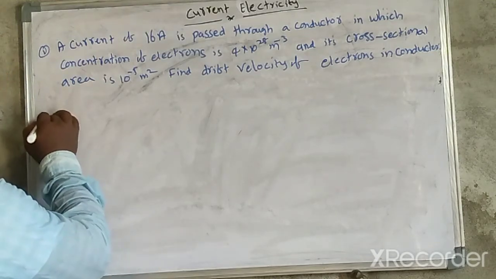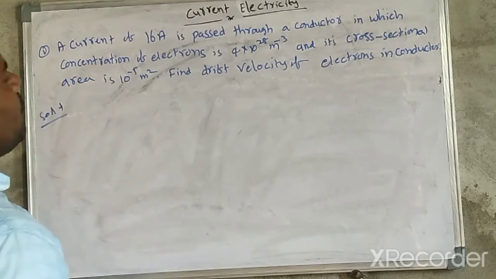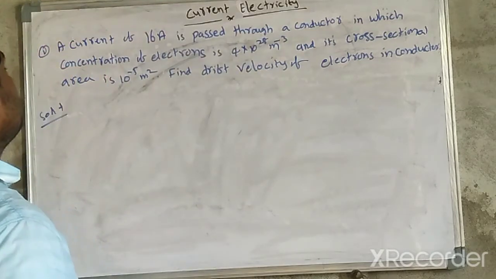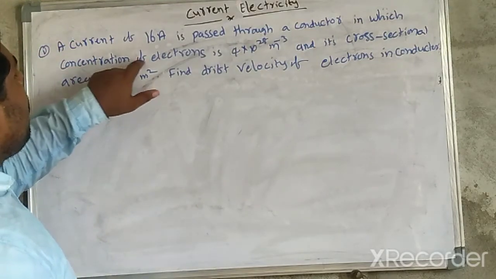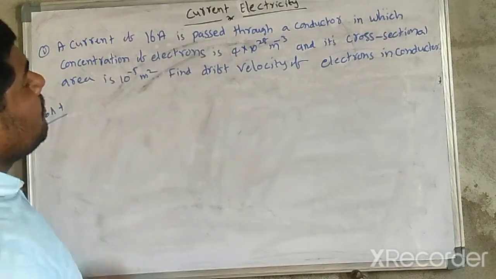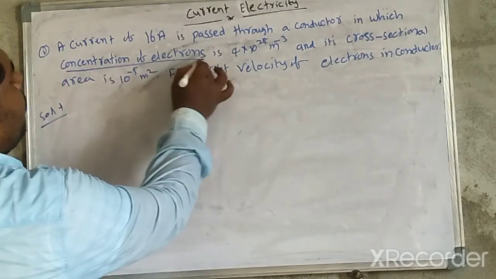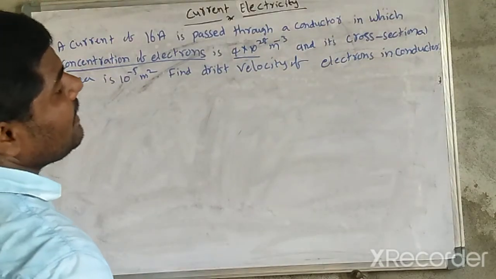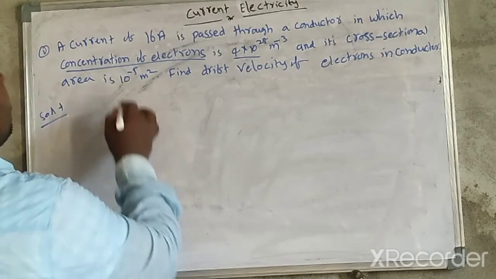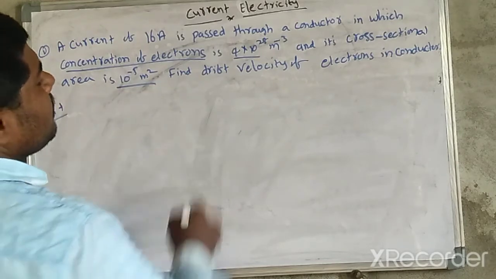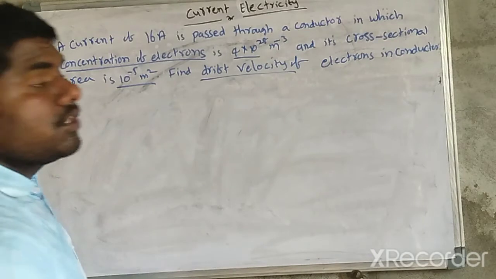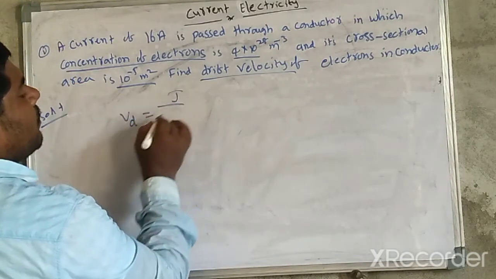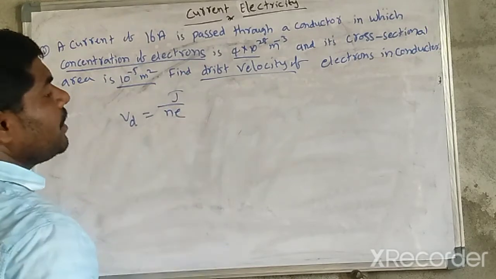Very first problem: a current of 16 ampere is passed through a conductor in which the concentration of electrons, the number of electrons, is 4 into 10 to the power of 28 per meter cube, and its cross sectional area is 10 to the power of minus 5. Find the drift velocity. The drift velocity Vd is equal to J divided by n into e.